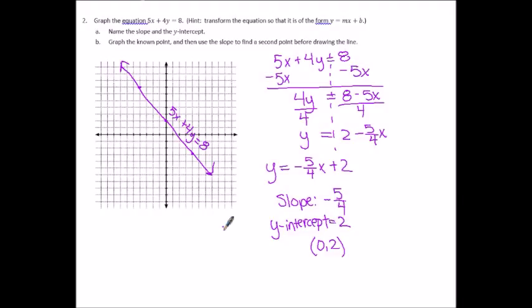So this is something that you're going to have to memorize, the steps, and you're going to have to memorize the equation in slope-intercept form. So y equals mx plus b, where m is the slope and b is the y-intercept.